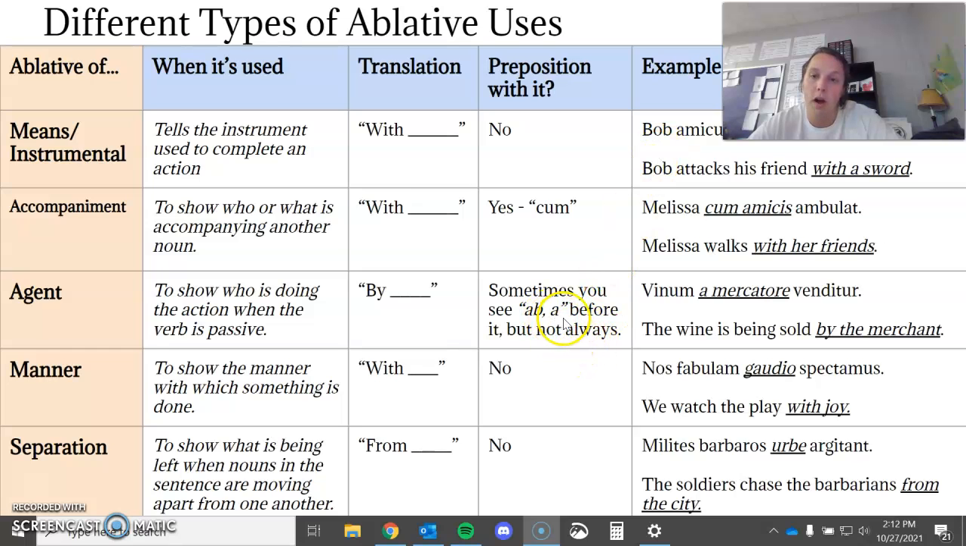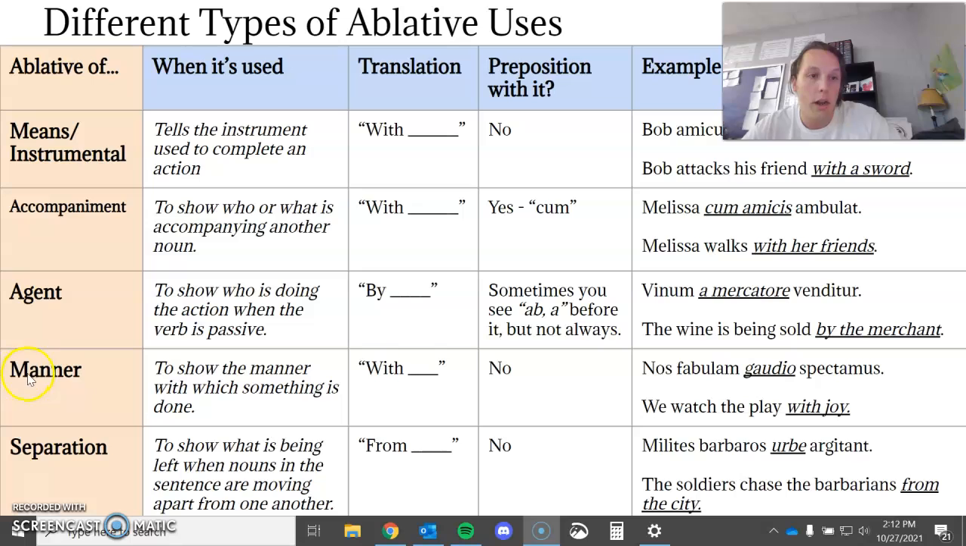Sometimes you won't even see the word ab or a, there'll just be a noun sitting there floating in the ablative case. And if you see a passive verb, then it's pretty likely that noun in the ablative case is the one doing the action. So let's look at the example. Vinum a mercatore venditur. The wine is being sold by the merchant. So vinum, nominative, venditur, the verb, is being sold. Who's selling it? A mercatore, by the merchant. So in this one, I included the preposition a, meaning by. But if you just saw mercatore there, vinum mercatore venditur, that could also mean the wine is being sold by the merchant. Just is what it is.